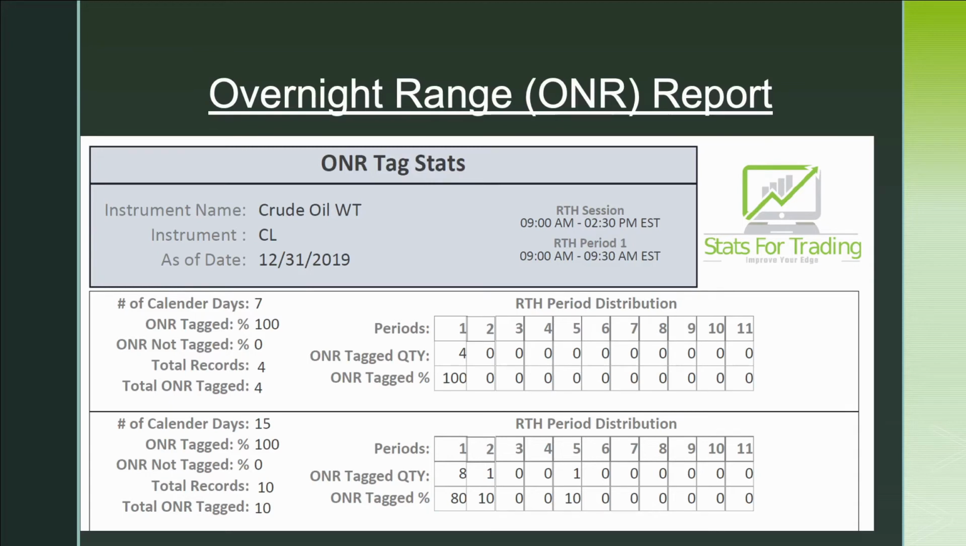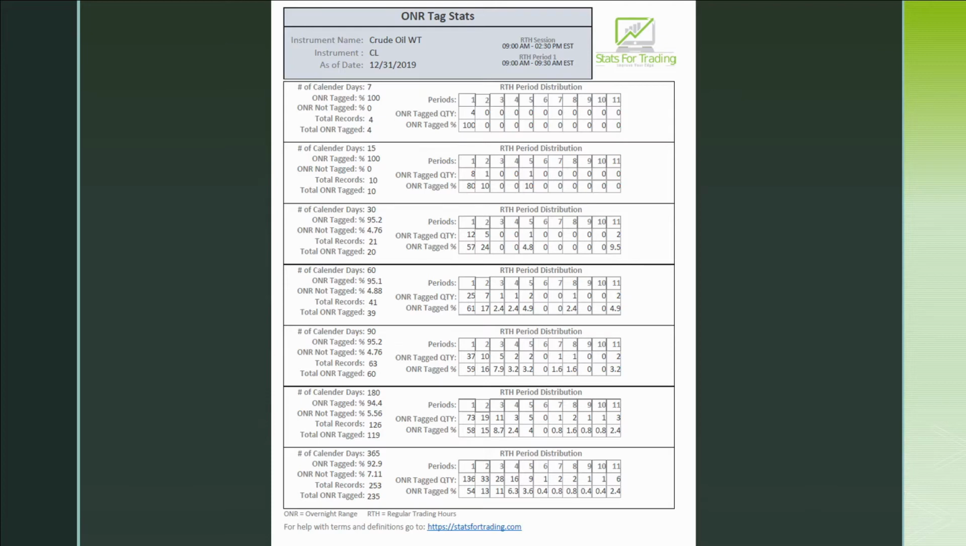Now for the last 7 days, this is as of 12/31/2019, it tagged the overnight range 100% of the time. And it did that in the first 30 minutes of trading. For the last 15 days, it did it 100% of the time, and it did it 80% of the time in the first period, 10% of the time in the second period, and then 10% of the time in the fifth period. So let's take a look at a full page of this.